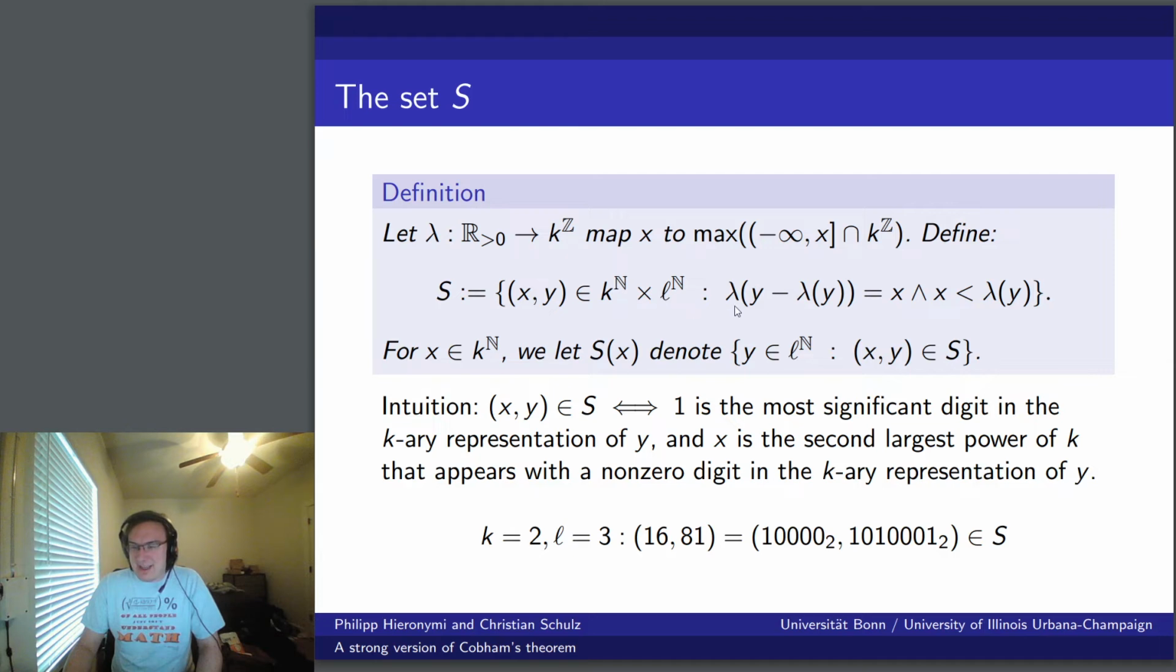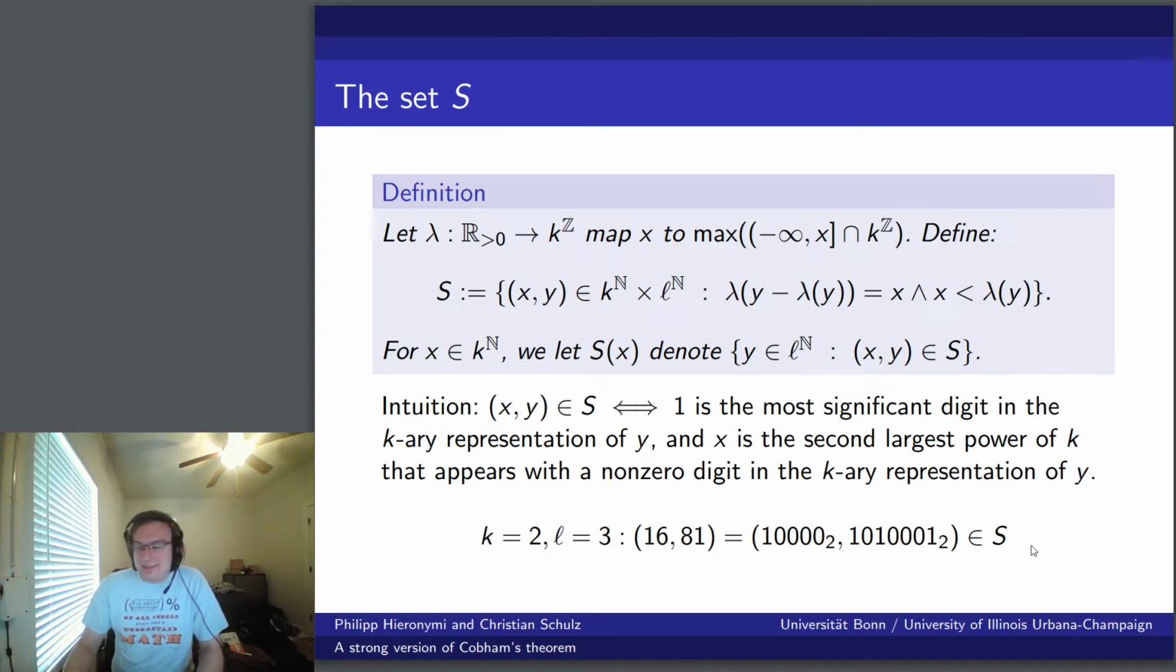And then S is the set where we have a power of L such that when we round it down, subtract that power, and then round down again, we get a second power of k, and that second power of k is x. So what does this mean intuitively? What this means is that y is a power of L, and if we write it out in base k, the most significant digit is going to be a 1, the leading digit is a 1, and the second non-zero digit is in the x's place, where x is some power of k.